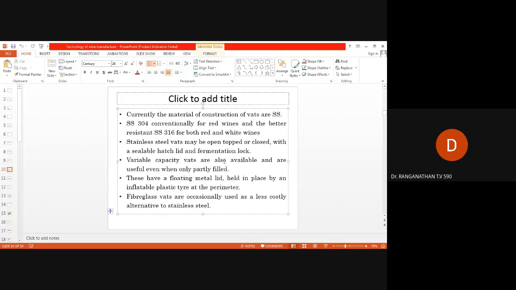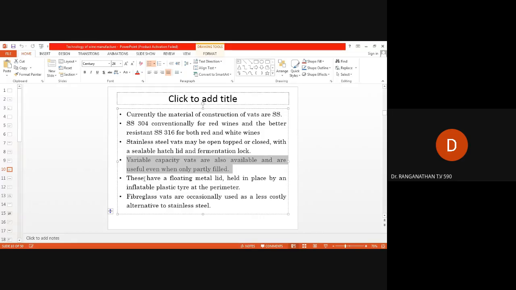Variable capacity vats are available and are useful even when only partly filled. Because in any fermentation process, a certain amount of headspace is required for the gases to escape. Normally the level of filling is around half to 60%, because when carbon dioxide is generated, it has to occupy the headspace and move out. The production of carbon dioxide ensures a greater level of anaerobic conditions. The other thing is, if I fill it to the full lid, pressure will be created which can blow up the lid.